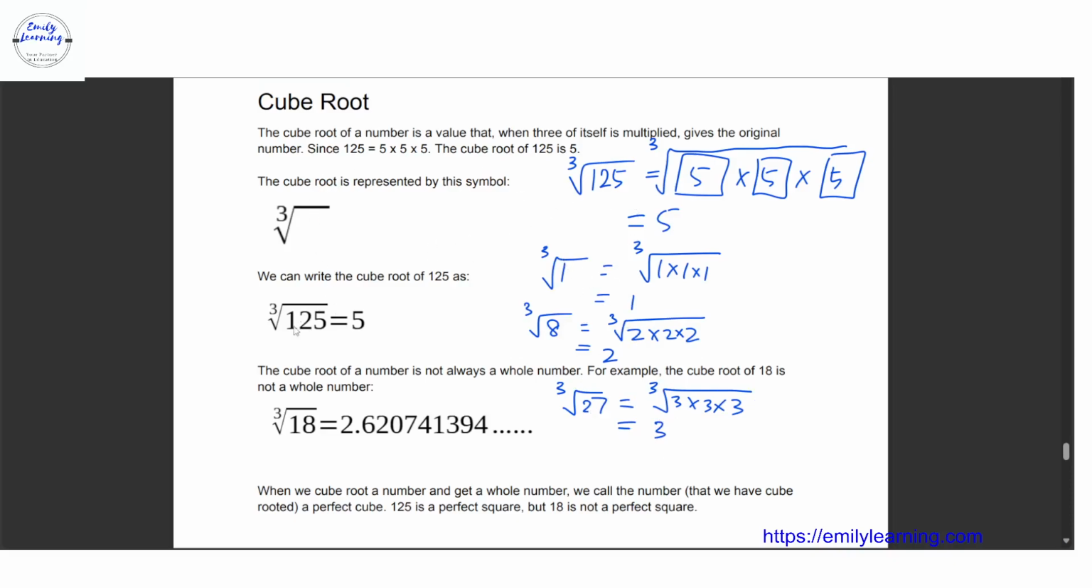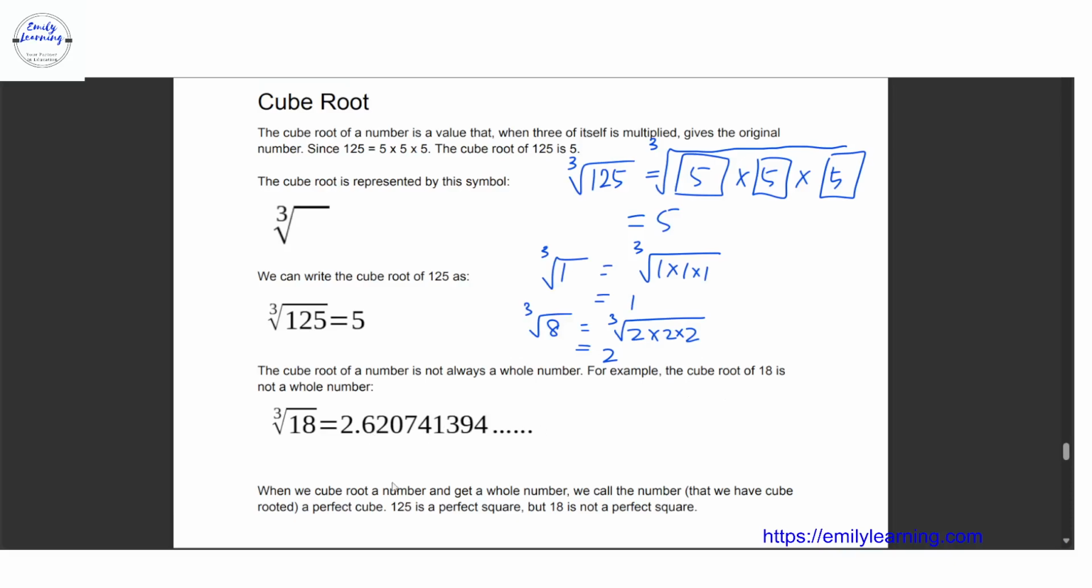A cube root of a number is not always a whole number. Just like when you square root a number, you do not always get a whole number. For example, if I were to cube root 18, I'll get 2.6207413839 when I type it into the calculator. Whenever you cube root a number and don't get a whole number, it's very difficult to evaluate, so you always use a calculator to evaluate such cube roots.